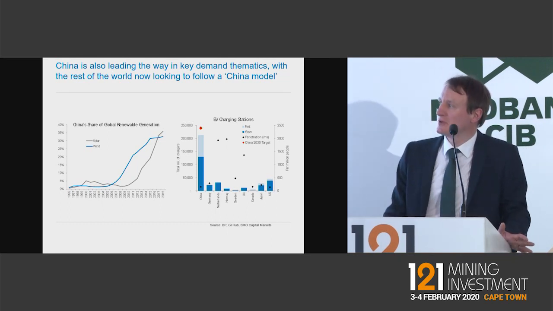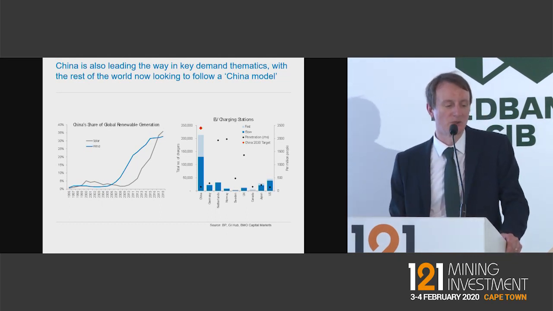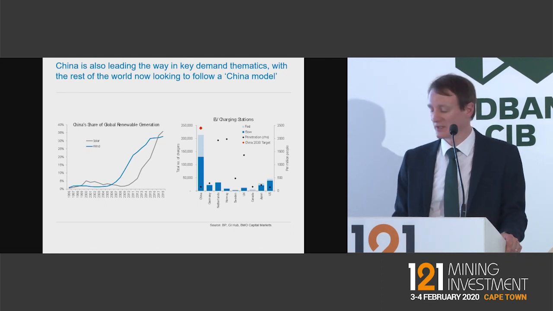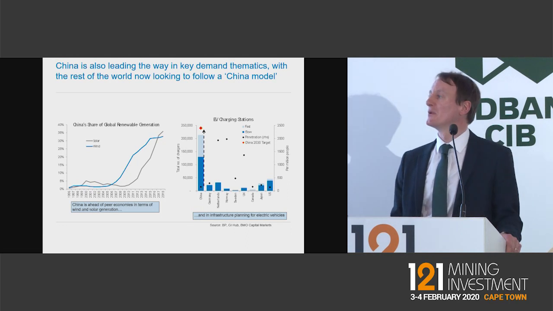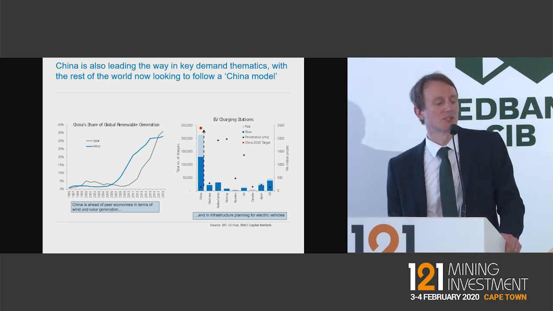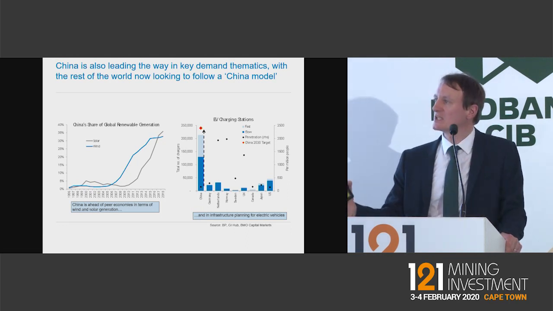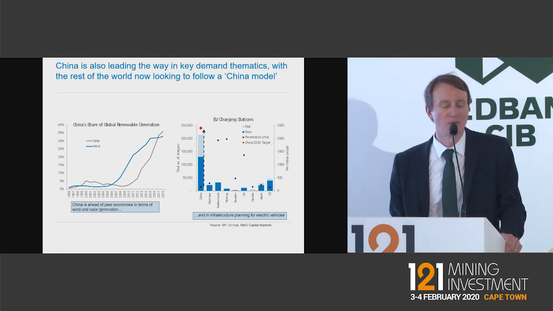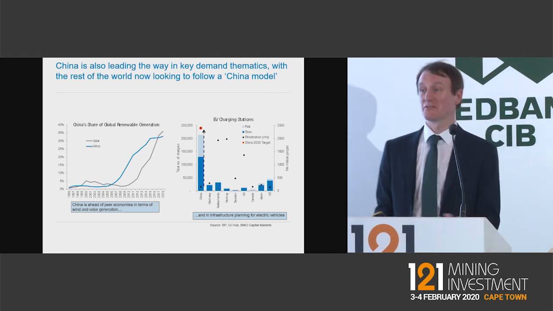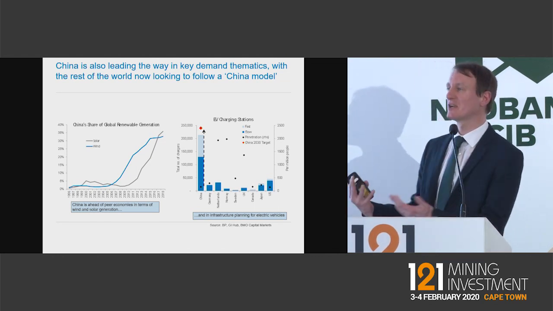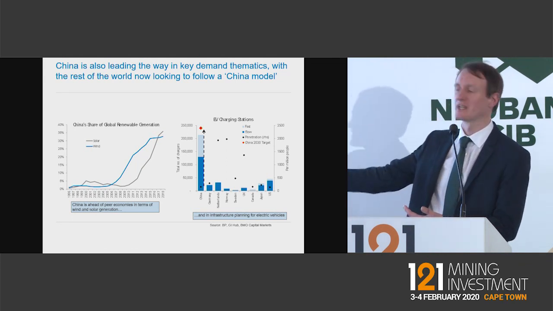Now, China's penetration is still below the Netherlands and Norway, but you can see where the 2030 target is. What's interesting is the rest of the world is now following a China model. Developed world governments have done as much as they can from a monetary policy point of view. They're now having to go down the fiscal route, which is effectively to go and do big projects, take it on the government balance sheet, and leave it for the next government to worry about.